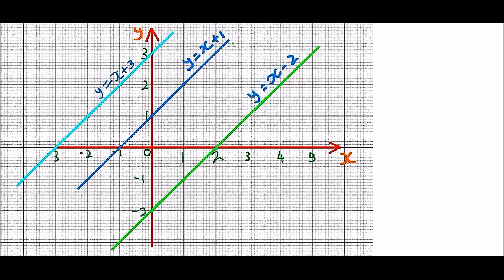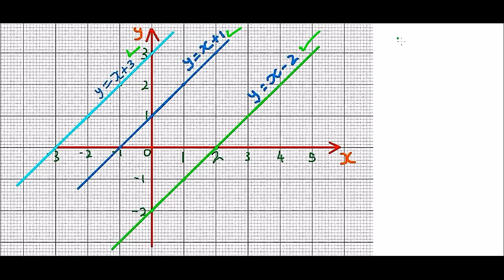So this is a graph that we obtained from the equations given. This is the graph of y is equal to x plus 3. This is a graph of y is equal to x plus 1, and this is a graph of y is equal to x minus 2. You observe that the three lines are parallel, and we know that parallel lines have the same gradient.